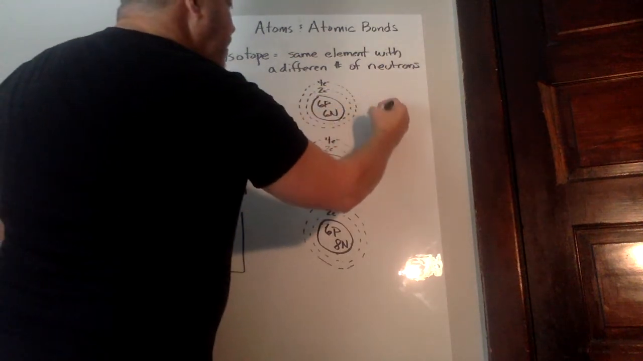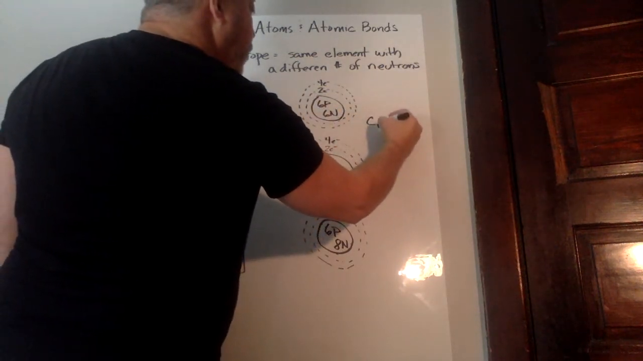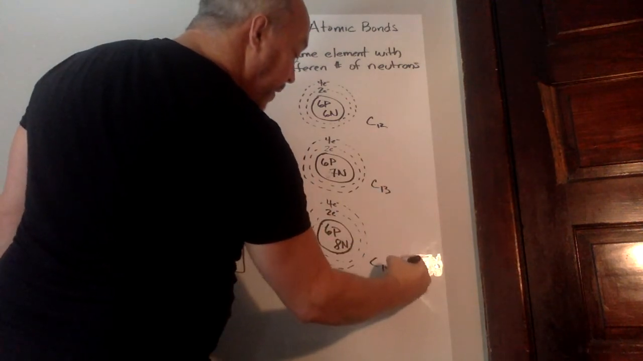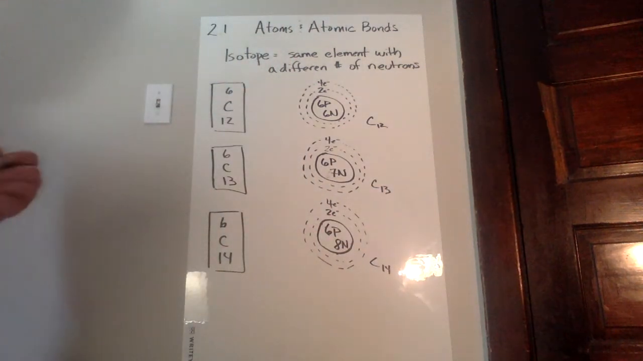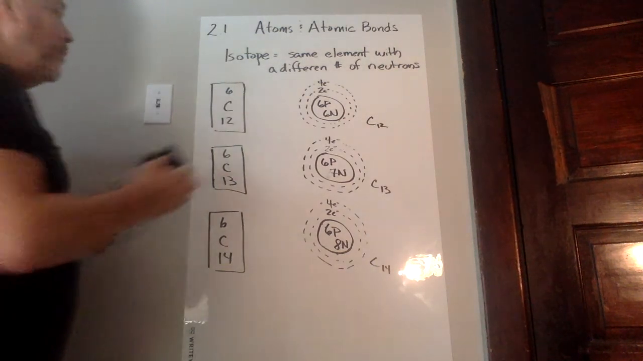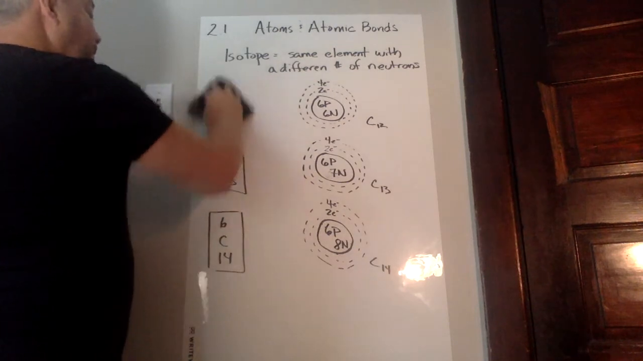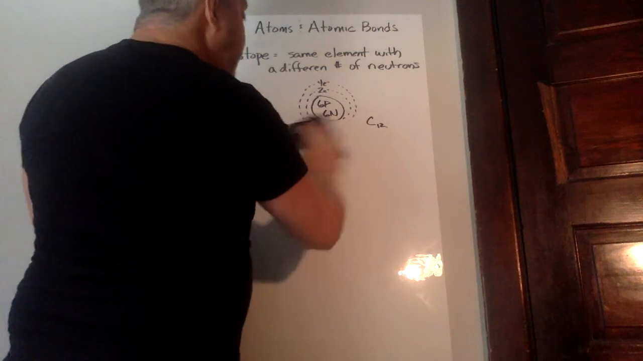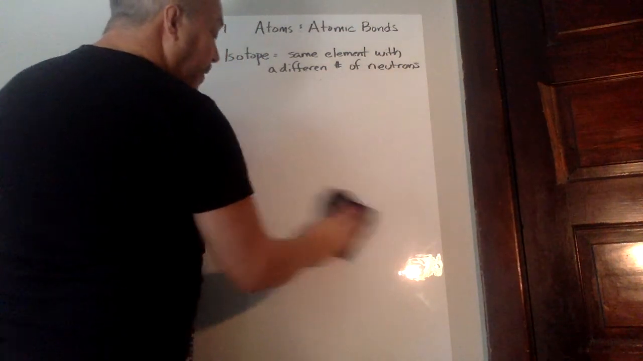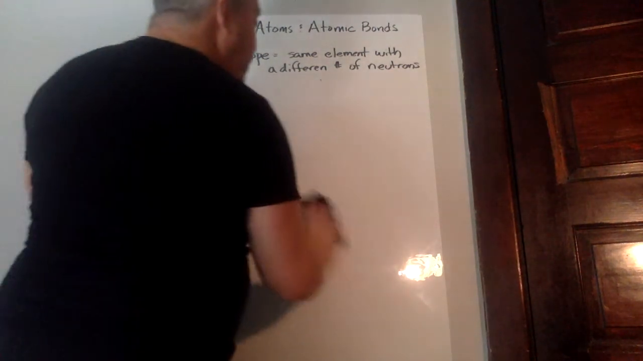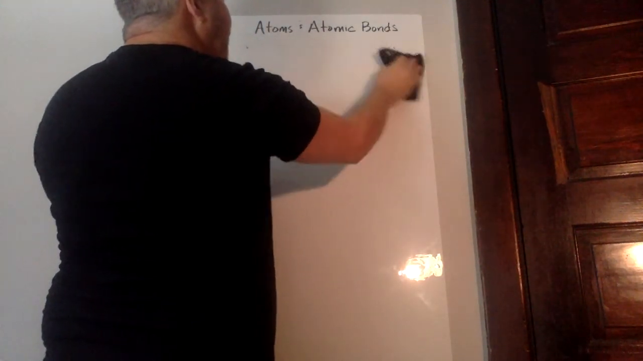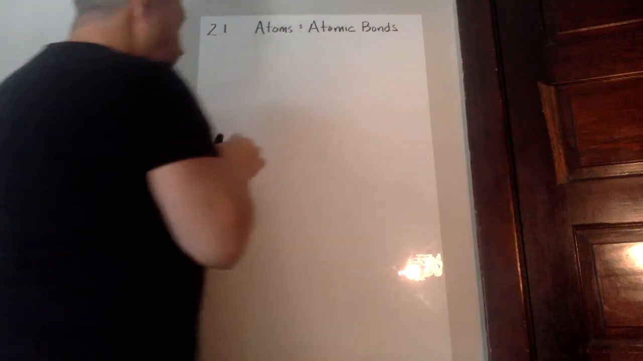You might also see these displayed as C12, C13, and C14 to indicate that they have different atomic numbers. All right. Actually, I misquoted myself. That should be different atomic masses. We can also change the number of electrons. You just can't mess with the protons, or you're going to change the element. So elements can have different numbers of electrons.